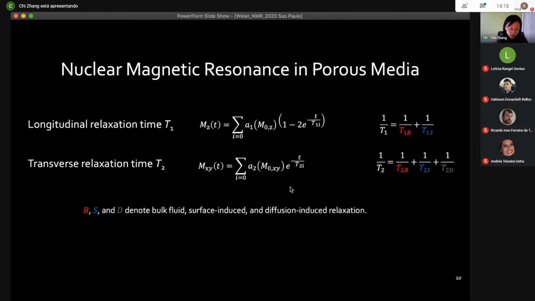The NMR measurement can be done in two ways, depending on which plane you're looking at. We have the transverse relaxation time, more frequently used, called T2 relaxation. We also have the longitudinal relaxation time, called T1 relaxation. The T2 relaxation and T1 relaxation are both associated with a bulk relaxation as well as a surface relaxation. However, the T2 relaxation is also subject to the diffusion relaxation. And this B, S, D here denotes the bulk fluid, surface-induced, and diffusion-induced relaxation times.